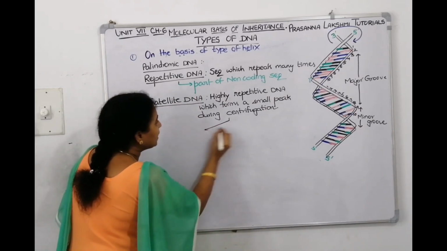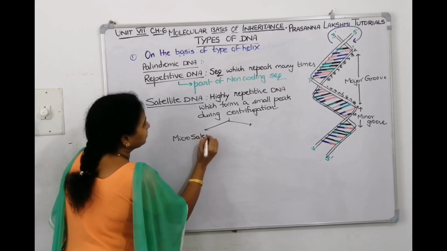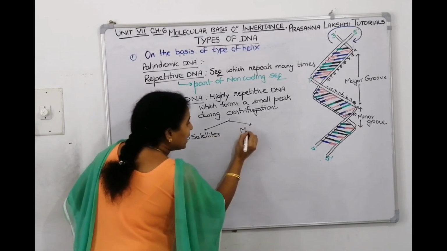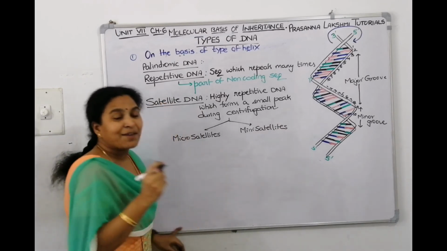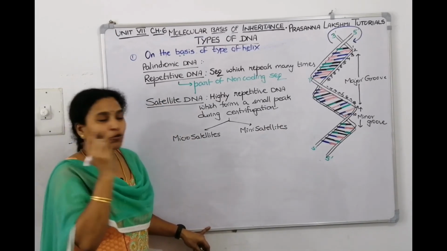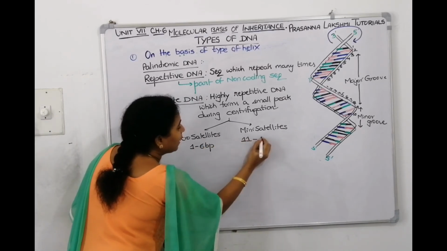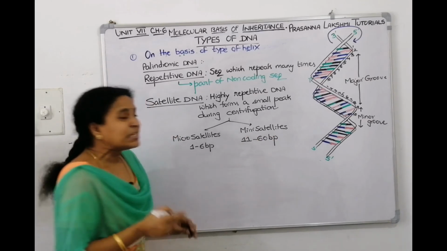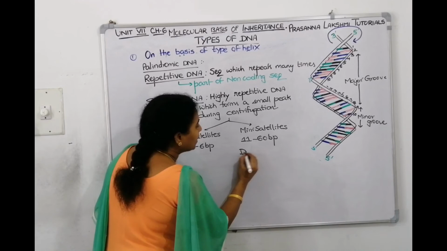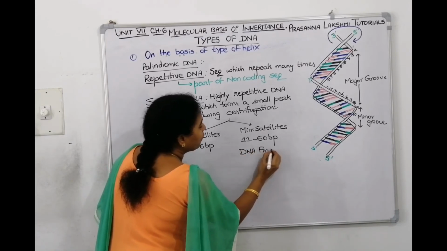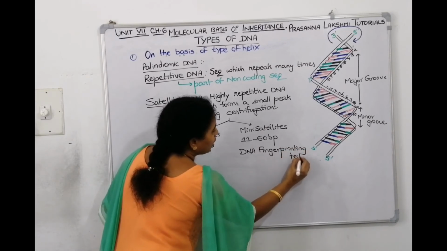Again, these satellite DNAs are of two types. We call them microsatellites and mini satellites. Microsatellites have repeated sequences of how many base pairs? 1 to 6 base pairs. Mini satellites have repeated sequences of 11 to 60 base pairs. Mini satellites are widely used in DNA fingerprinting technology.